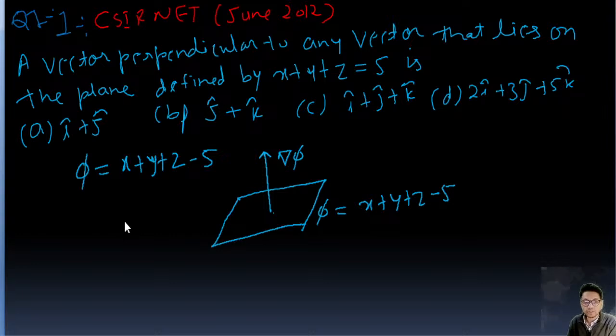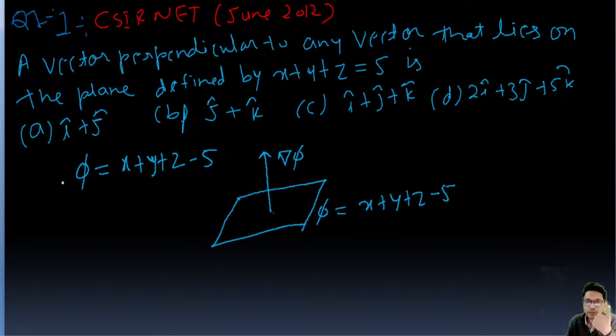This is a question which was asked in CSIR NET June 2012. Very simple question. Please check my last class. That time I had to disconnect the class because there was an issue in the microphone. So I'm continuing the same class. This is the question from where there was a microphone issue, so I'm solving this question again. I would request you to please watch my last class.